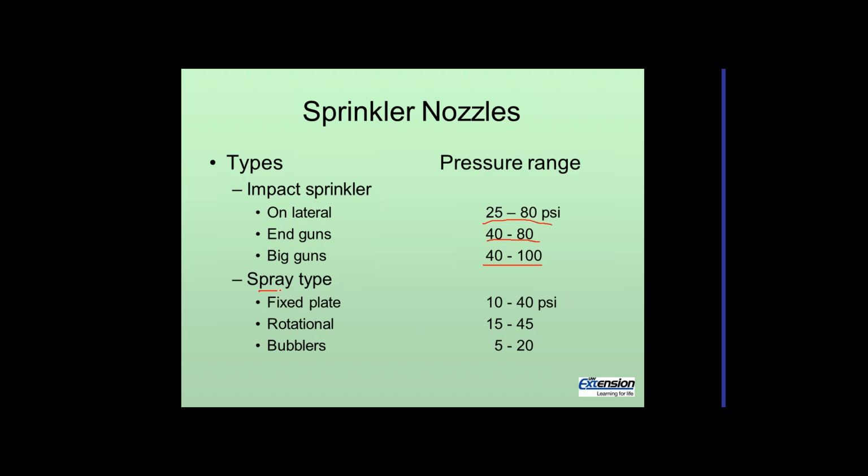Then we have spray type nozzles. These can be classified as a fixed plate, rotational, and bubblers. I don't have a picture of bubblers in this, but basically it's a drop nozzle that hangs down to just above the ground and would just dribble water on the ground as it swings around. So it takes very little pressure to provide that.